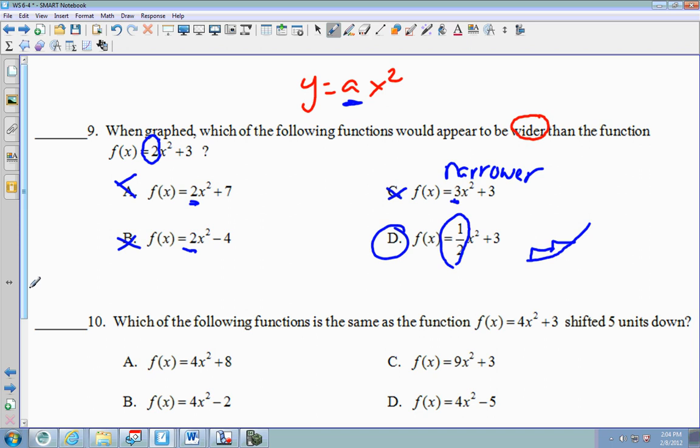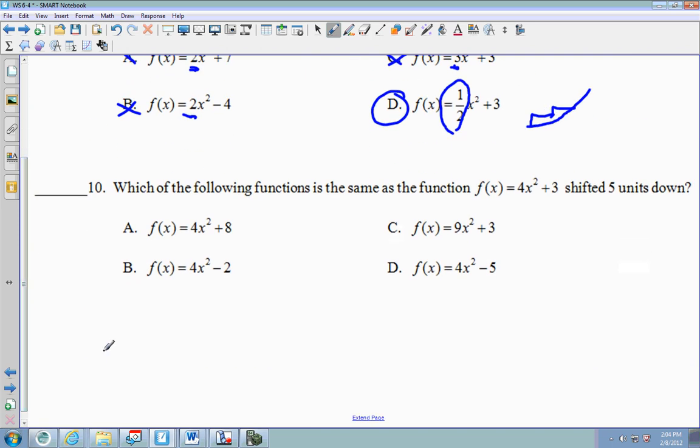The next one, number 10, says which of the following functions is the same function as f of x equals 4x squared plus 5 and is shifted down 5 units. If it is shifted down, the only thing that changes is that constant. So I would subtract 5 from it. The coefficient stays the same, so I still have 4x squared. That takes away the choices with a different coefficient. And then I have 5 minus 5, which is 0. So your answer should be B.